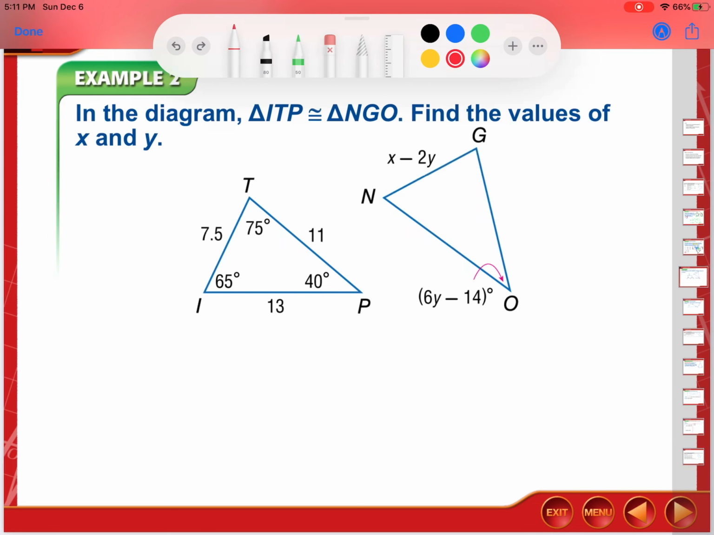Onward and upward. So, in the diagram, triangle ITP is congruent to triangle NGO. If we look at that, these are a little bit askew, but triangle I, T, P, so 1, 2, 3, is congruent to triangle 1, 2, 3. So we go in that same order. If you wanted to redraw this to clear it up and make it a little easier to see, that's totally okay.